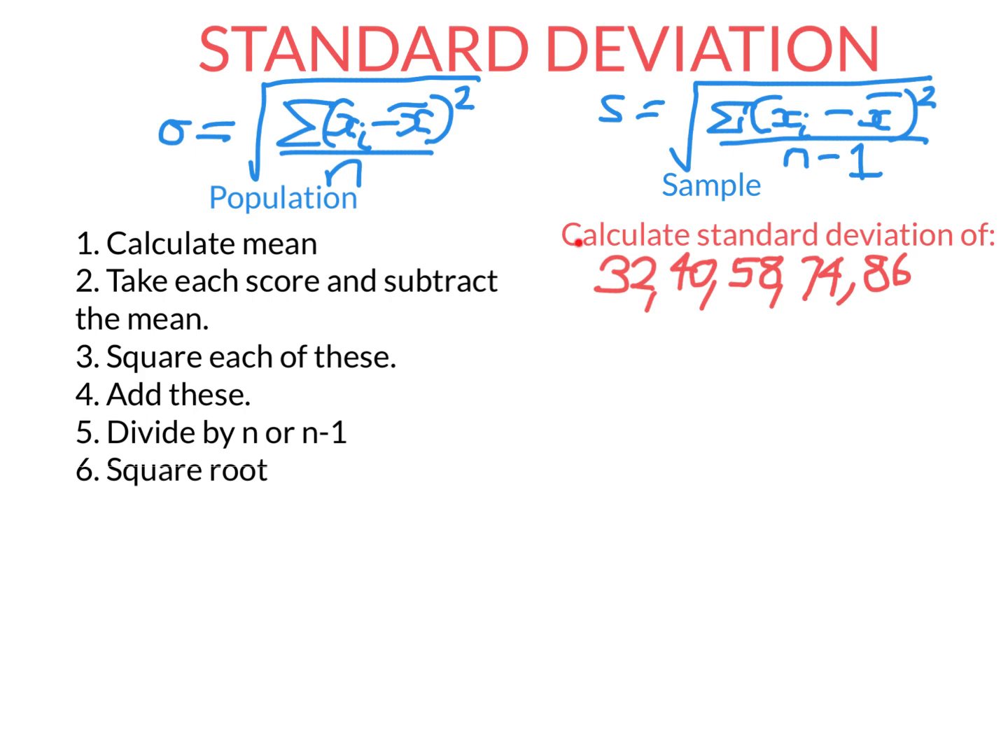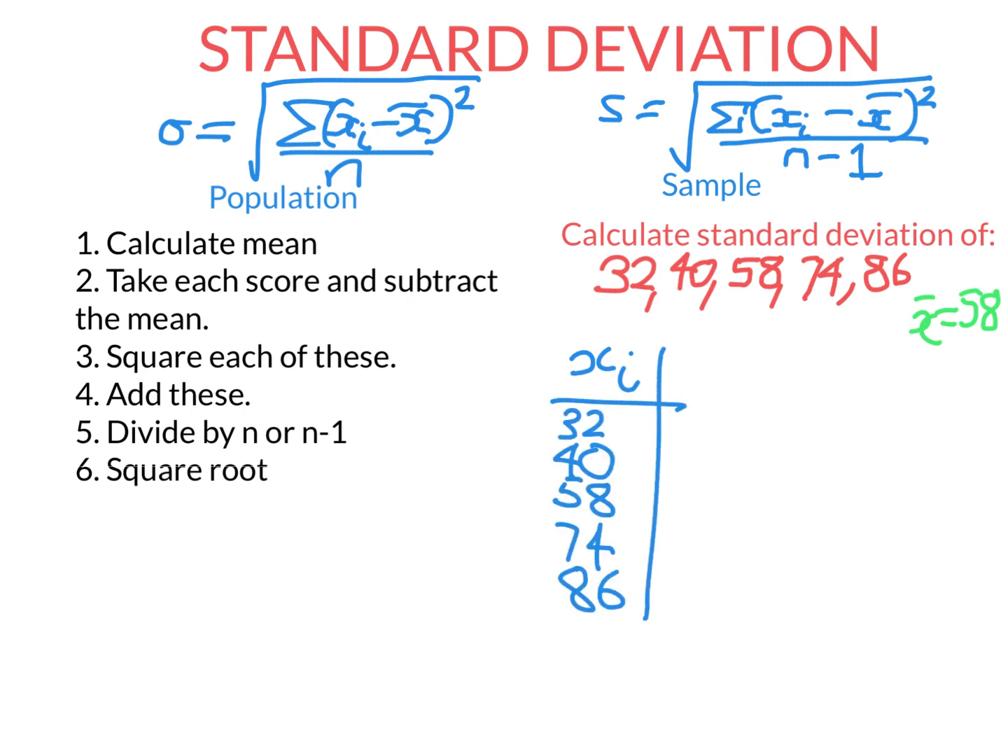So let's do an example and calculate the standard deviation of these numbers here. Your first step is to calculate the mean. To calculate the mean, add up all the scores and divide by how many there are. In this case, the sum of the scores is 290, divided by 5 because there are 5 scores. You get 58. The mean here is 58. Next step, take each score and subtract the mean. I suggest drawing up a table for this. In your first column is xi, which is all of the scores.